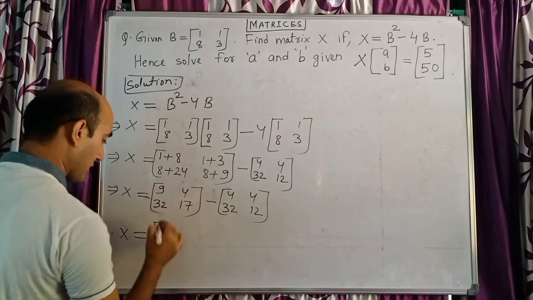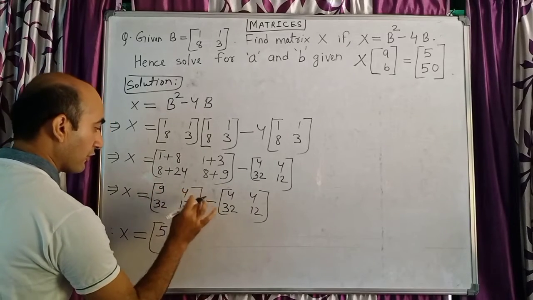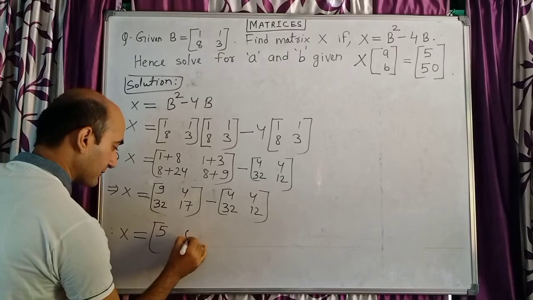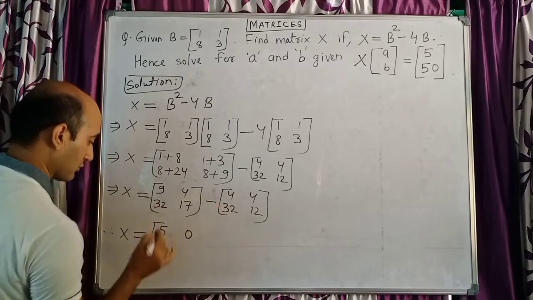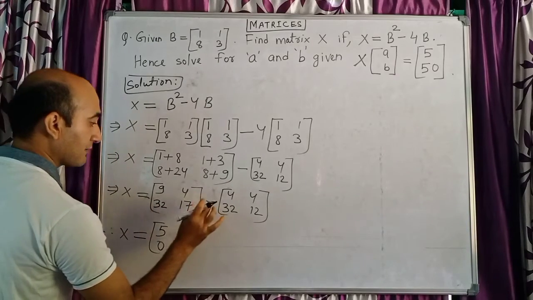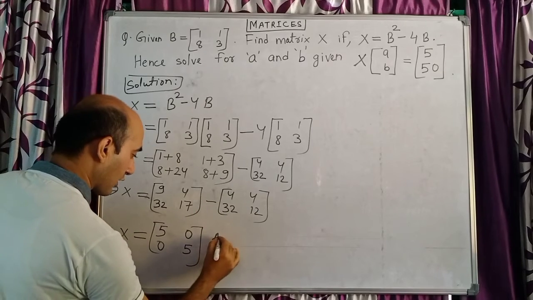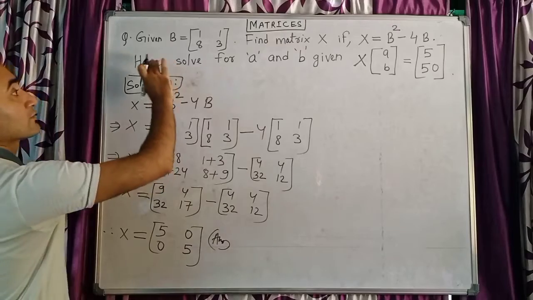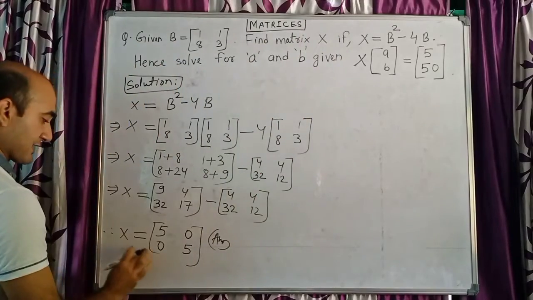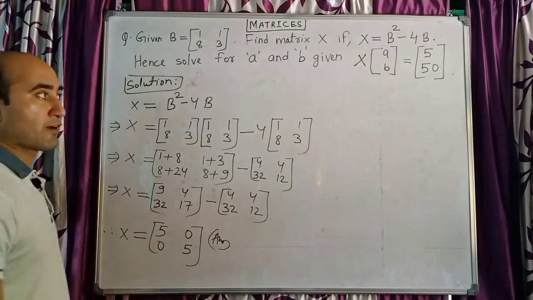5 minus 4 is 5. 4 minus 4 is 0. 32 minus 32 is 0. 17 minus 12 is 5. So this is the answer of matrix X. So find X. So matrix X is 5, 0, 0, 5.